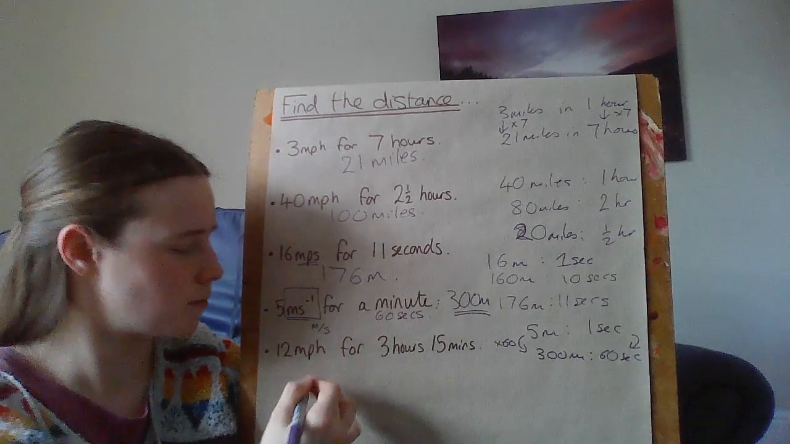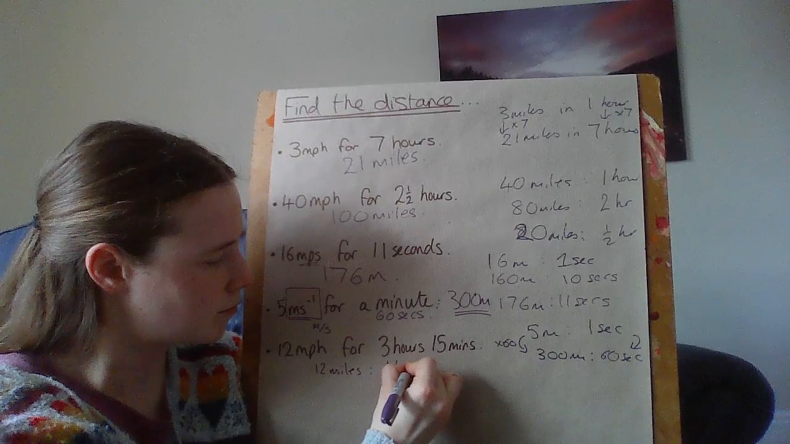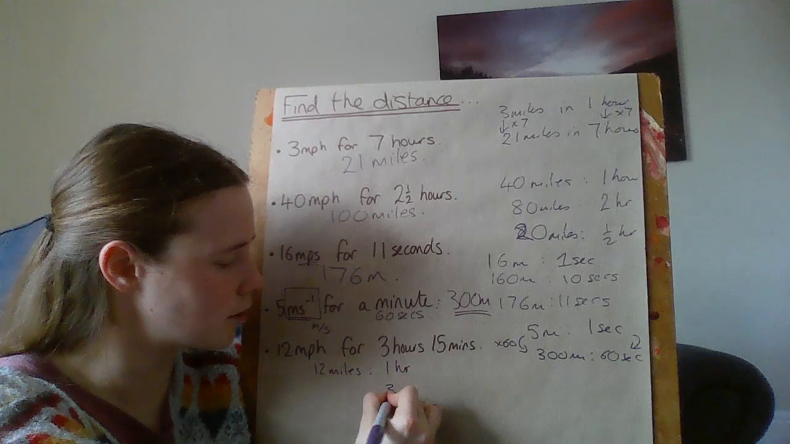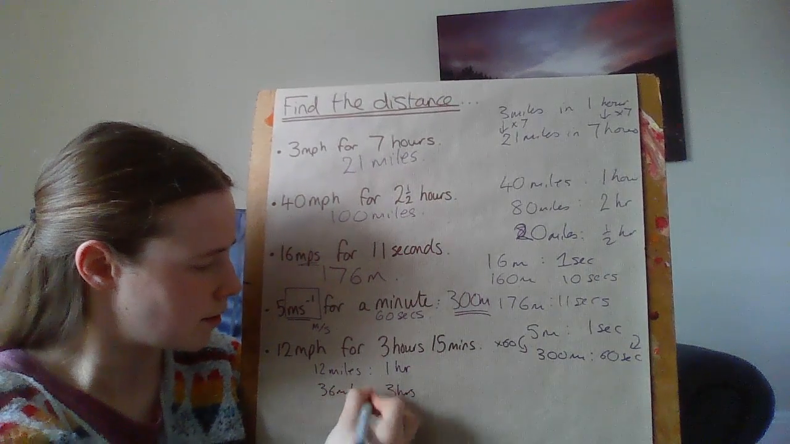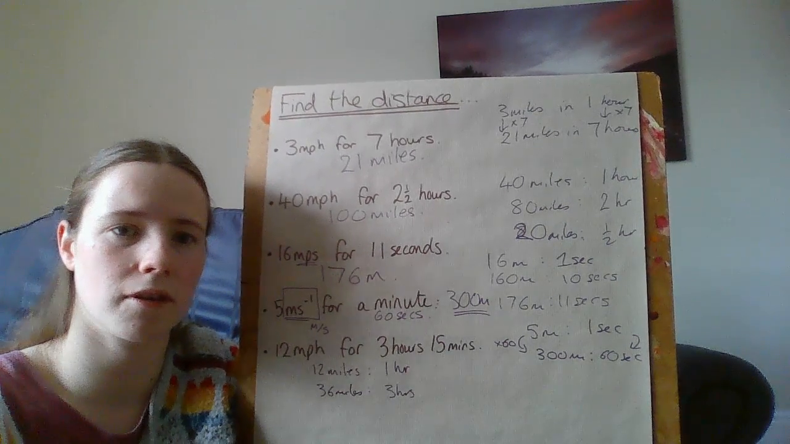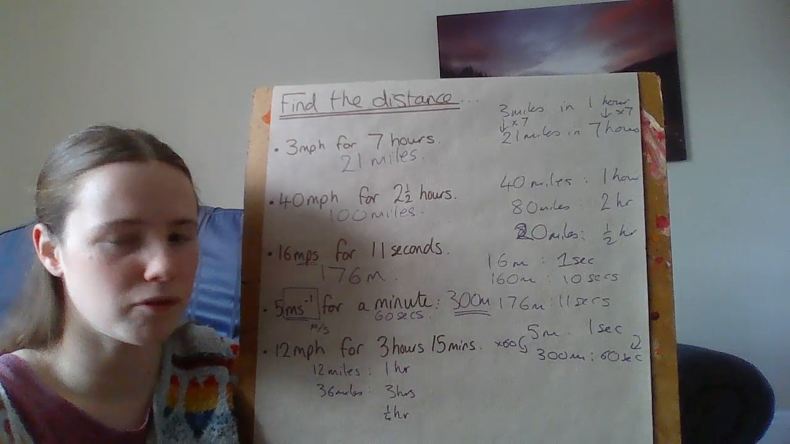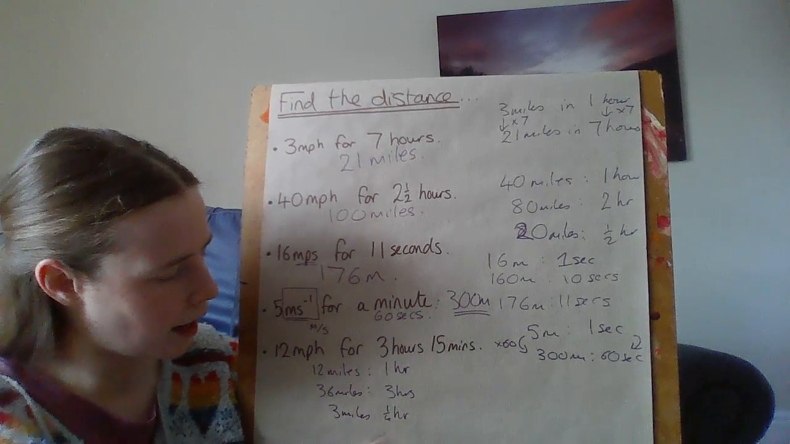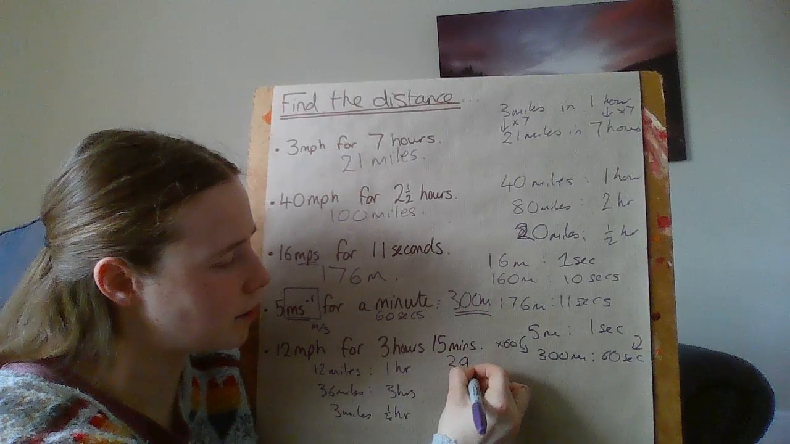Last one, 12 miles per hour for 3 hours and 15 minutes. Well, 12 mph means I get 12 miles in 1 hour. I'm going to go to 3 hours first, and then I'm going to think about the 15 minutes afterwards. So 3 hours, I'm timesing by 3, so that's 36 miles. Now I know that 15 minutes is a quarter of an hour, so you do need to know those relationships. So if I'm wanting 1/4 of an hour, I need to divide by 4, divide this by 4, and I get 3. So in 3 1/4 hours, I'm going to get 36 plus 3, which is 39 miles.